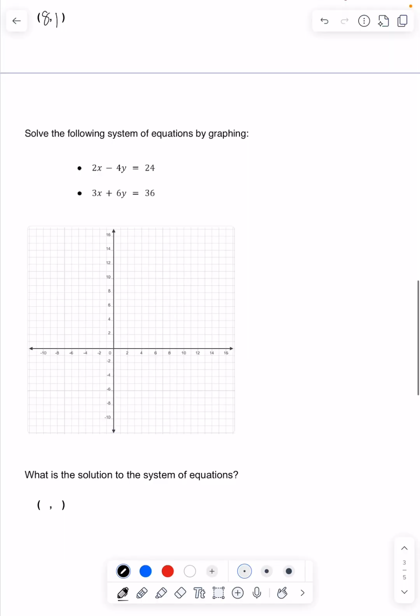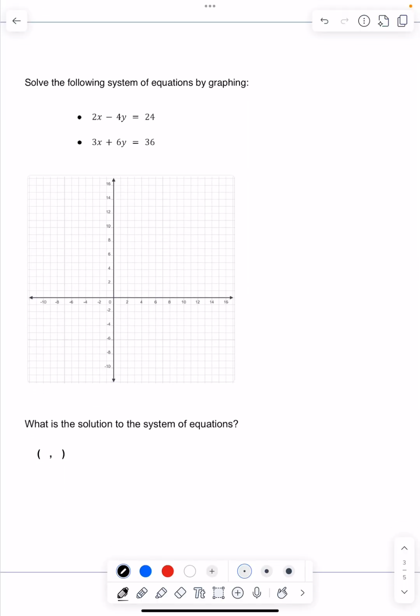Lastly, what if we had two equations that are both in standard form? Well, it honestly wouldn't matter. We just have to find the x and y intercept for both. So the first equation is 2x minus 4y is equal to 24, and then the second equation is 3x plus 6y is equal to 36.